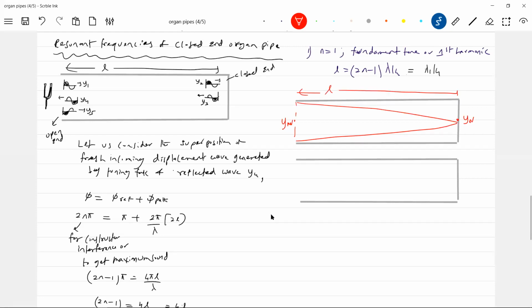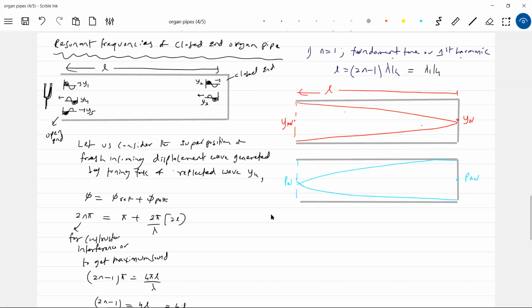Similarly, we know this end should be the pressure antinode, and the open end should be a pressure node. So the pressure standing wave should be like this. Why sir, why are you going for a half loop? Why not a full loop? The length is equal to lambda 1 by 4. So this is called the fundamental tone or first harmonic. This is the displacement standing wave, or the pressure standing wave, set up in the organ pipe. Strictly, this is the closed end and this is the open end. We are discussing this one.